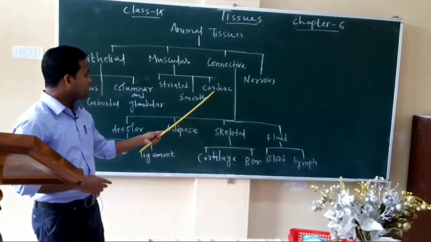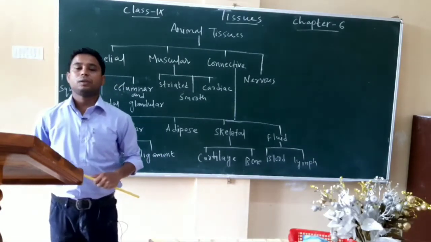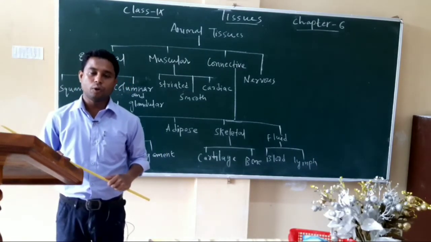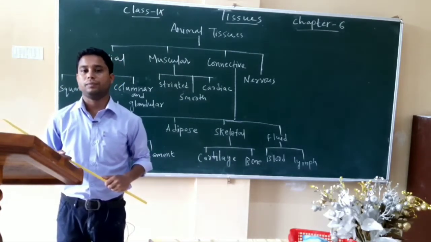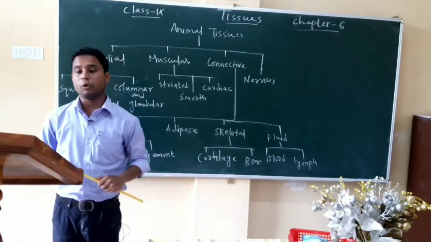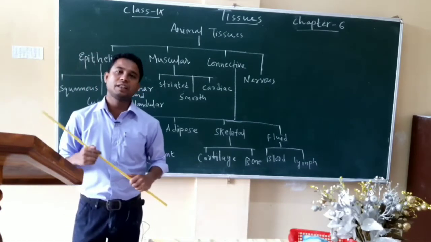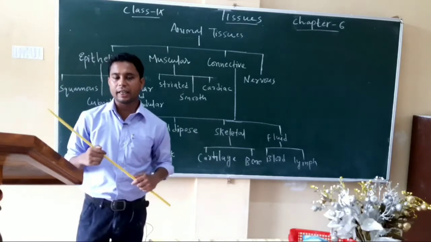Now, the next type of muscle is cardiac muscle. The muscles of the heart show rhythmic contraction and relaxation throughout life. These involuntary muscles are called cardiac muscles. Heart muscles are cylindrical, branched and uninucleate. They are not multinucleate, they are uninucleate.